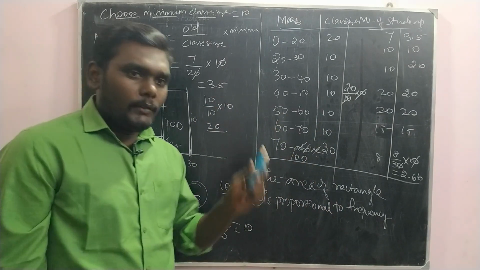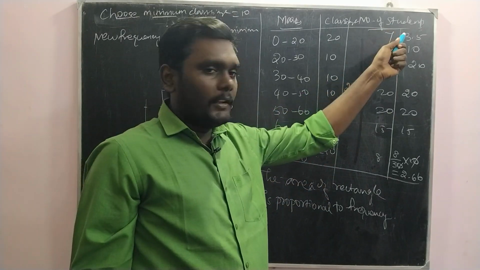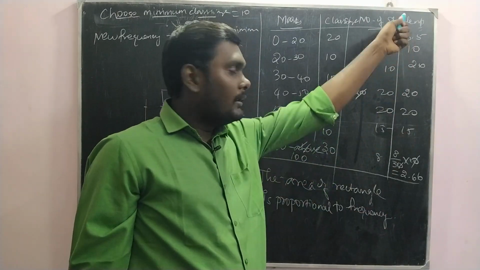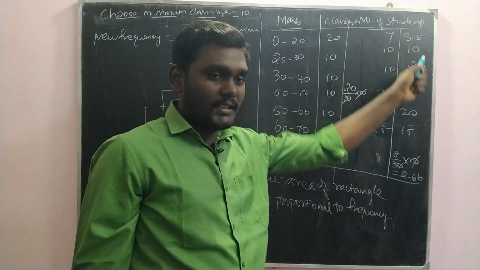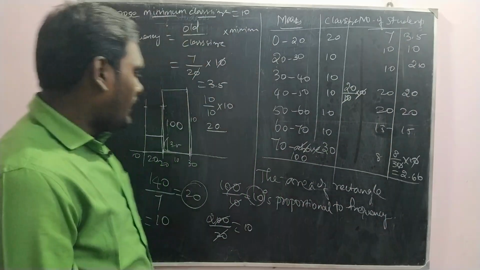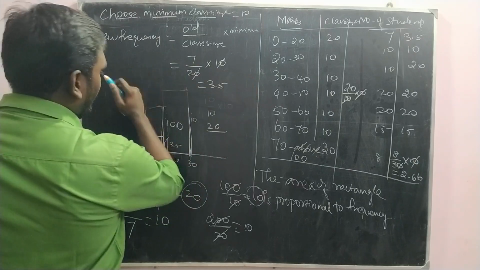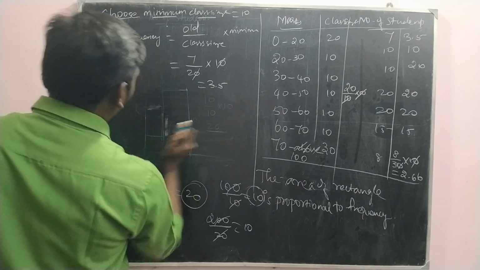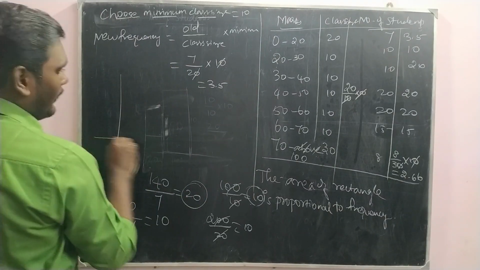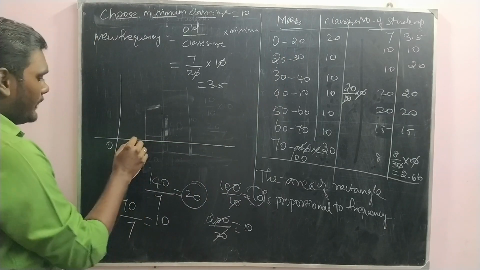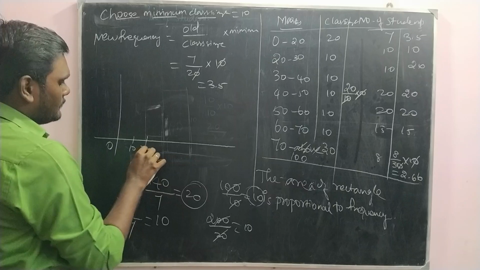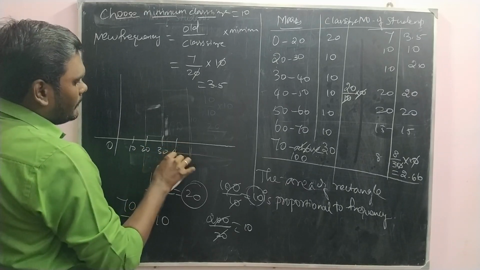So now we are drawing this histogram using this frequency. We are not going to use the old frequency. We use the new, converted frequency. Then only the area of the rectangles will become proportional to the frequency. Now we will start drawing it. The data starts from 0. We will take 0, 10, 20, 30, 40.